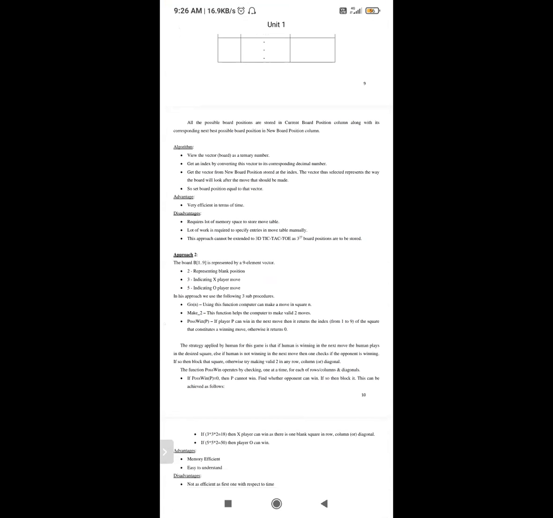Okay. Next, approach 2: the board B, from 1 to 9, is represented by a 9 element vector. Here 2 represents the blank position, 3 represents the first player's move, and 5 represents the second player's move. Okay. Next.